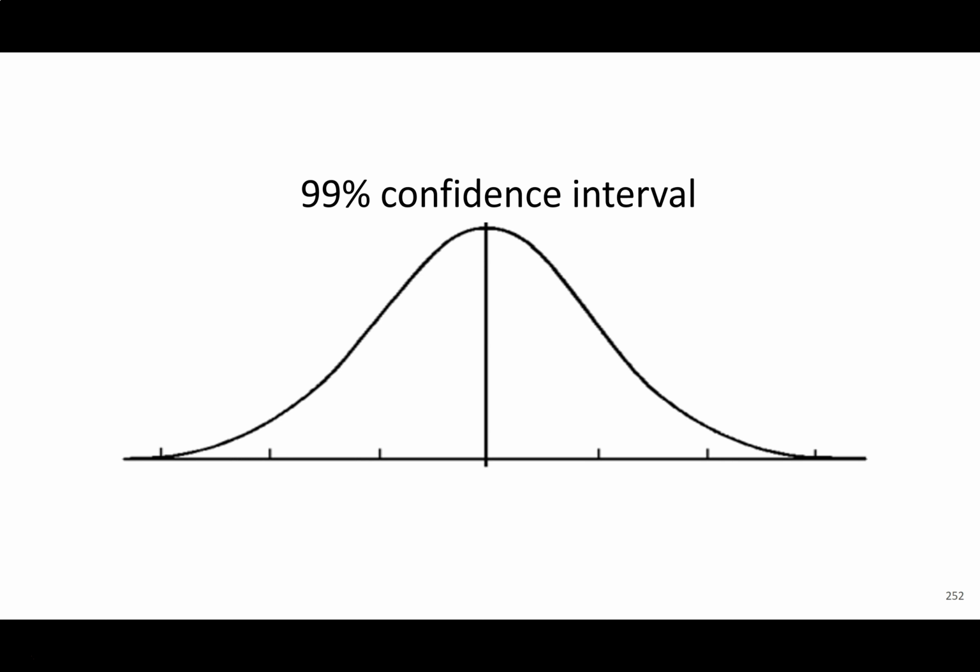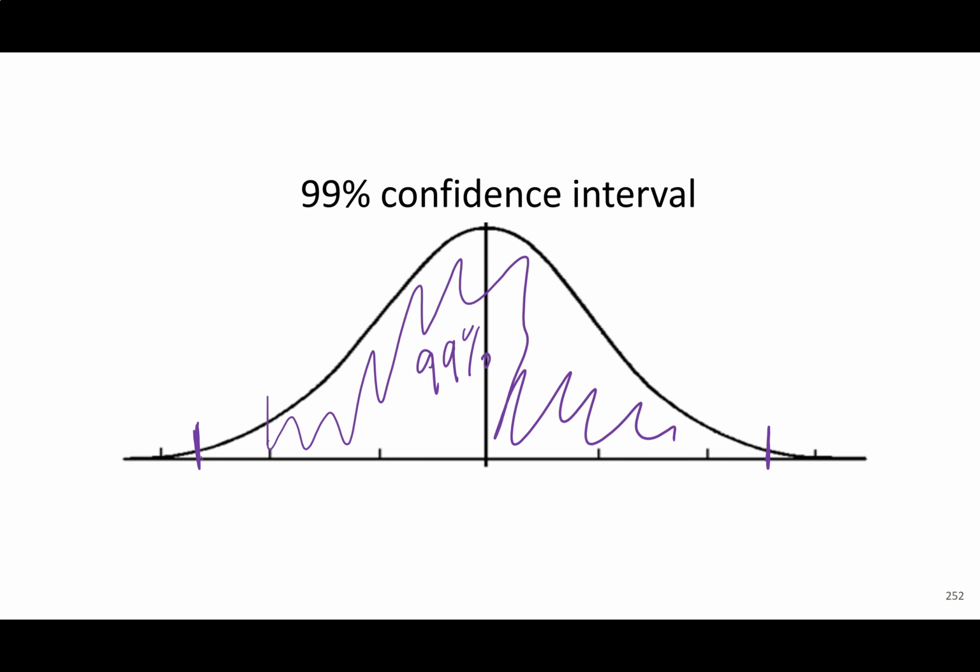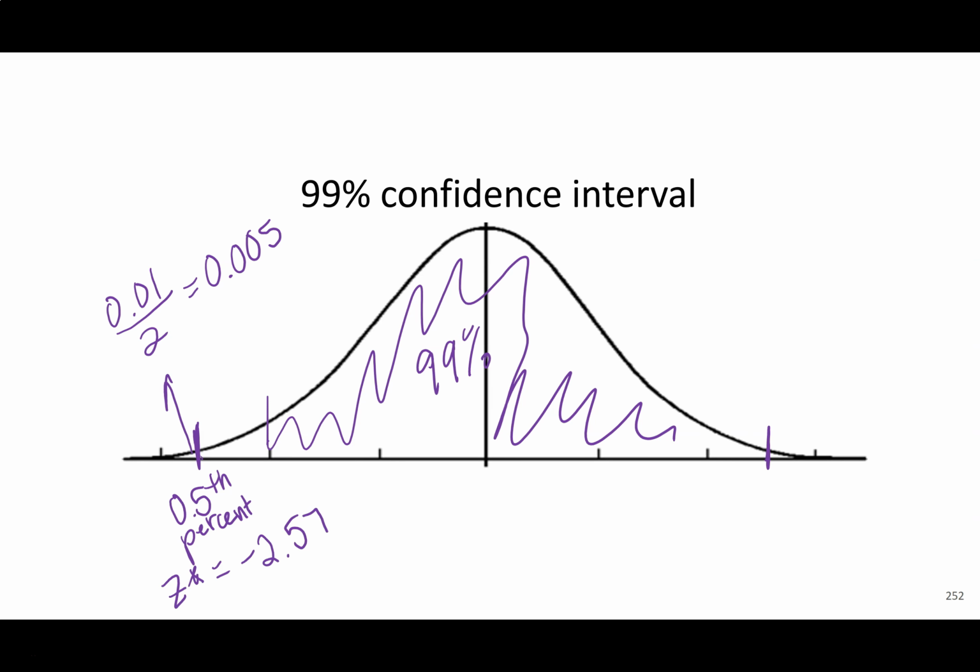So 99%, hopefully this is getting a little easier. Now you have the middle 99% in here, which means there's 1% left over. So you have to divide by 2, so 0.5% here. So this is my 0.5th percentile. My z star is negative 2.576.